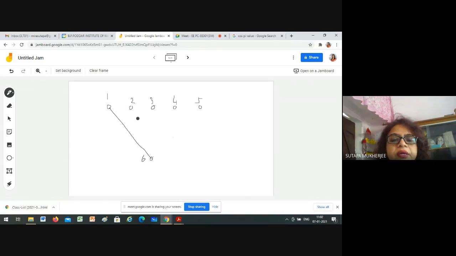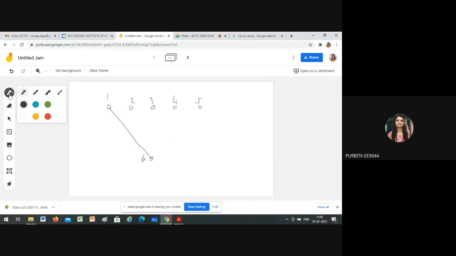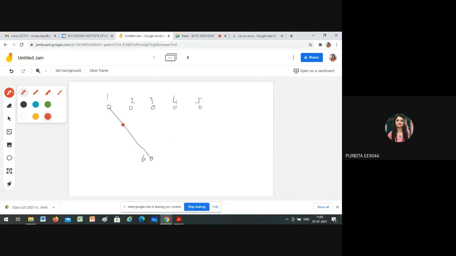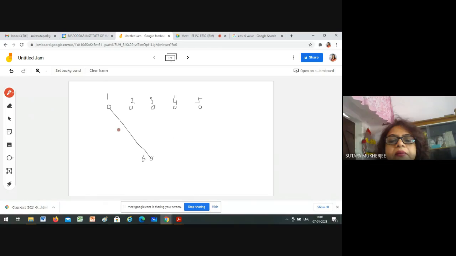Now, nodes 1 and 6: this is the first branch. The direction will be from 6 to 1, an away direction. Away from a node is +1, and towards that node is -1. So this is branch number 1, and the direction is from 6 to 1. Very good.